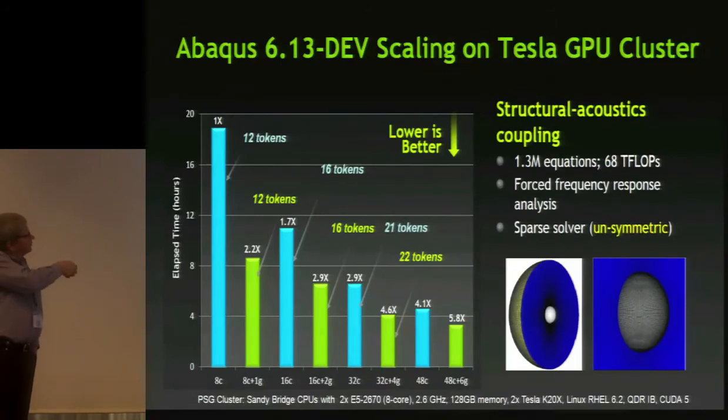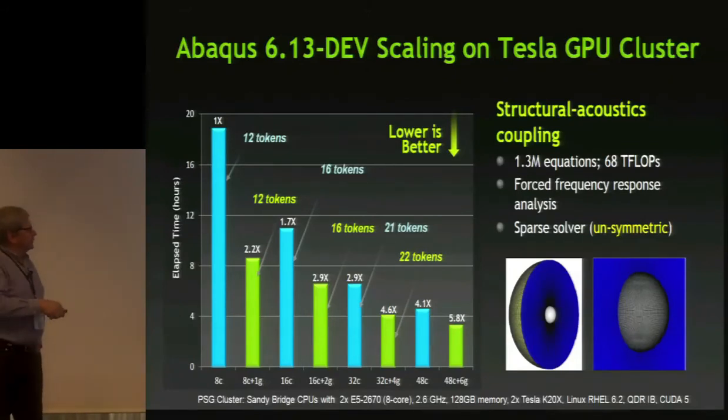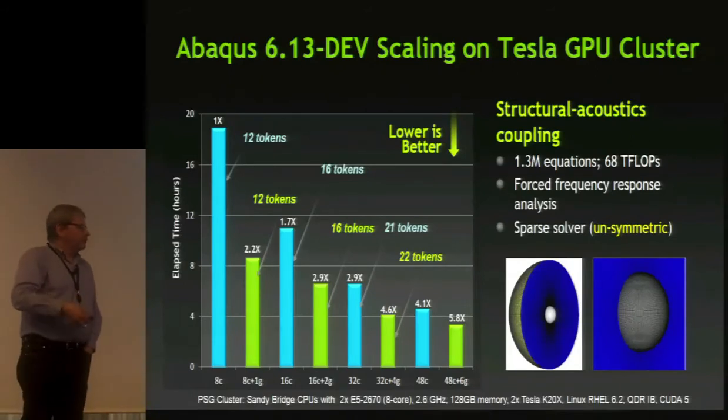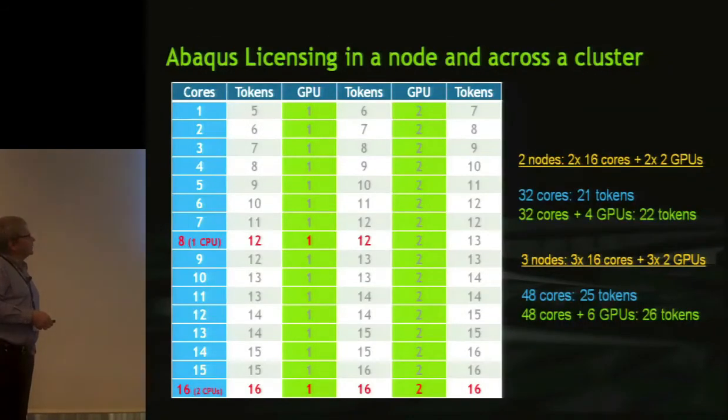You can go over the different configurations here, and you will see that you get a lot of improvements with the GPUs in terms of runtime, but also better efficiency in terms of using license tokens in this case.